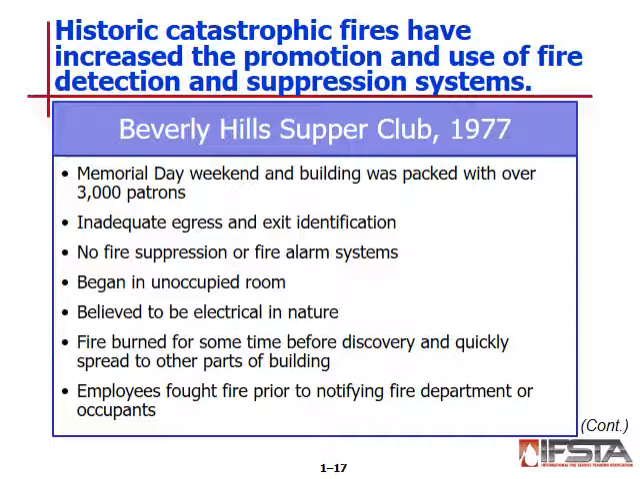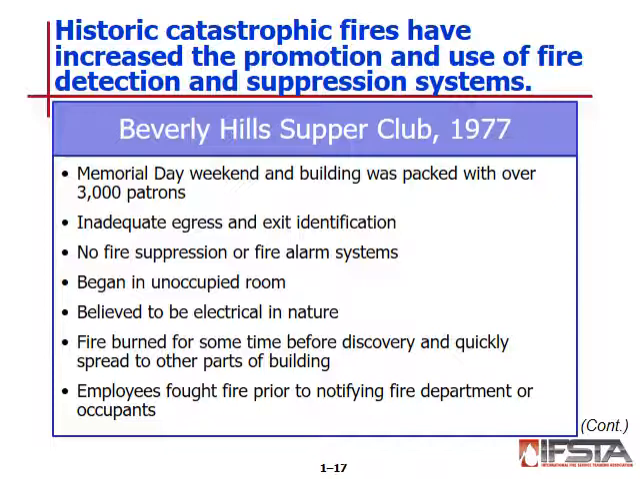Beverly Hills Supper Club, 1977. Getting a little more modern here, right? Memorial Day weekend, and the building was packed with over 3,000 patrons. There were inadequate egresses and exit identifications. People didn't know where to go, and there weren't enough exits. Again, no fire suppression or fire alarm systems. Again, kind of hard to believe because we're talking about 1977. We're thinking this is more of a modern age, right?